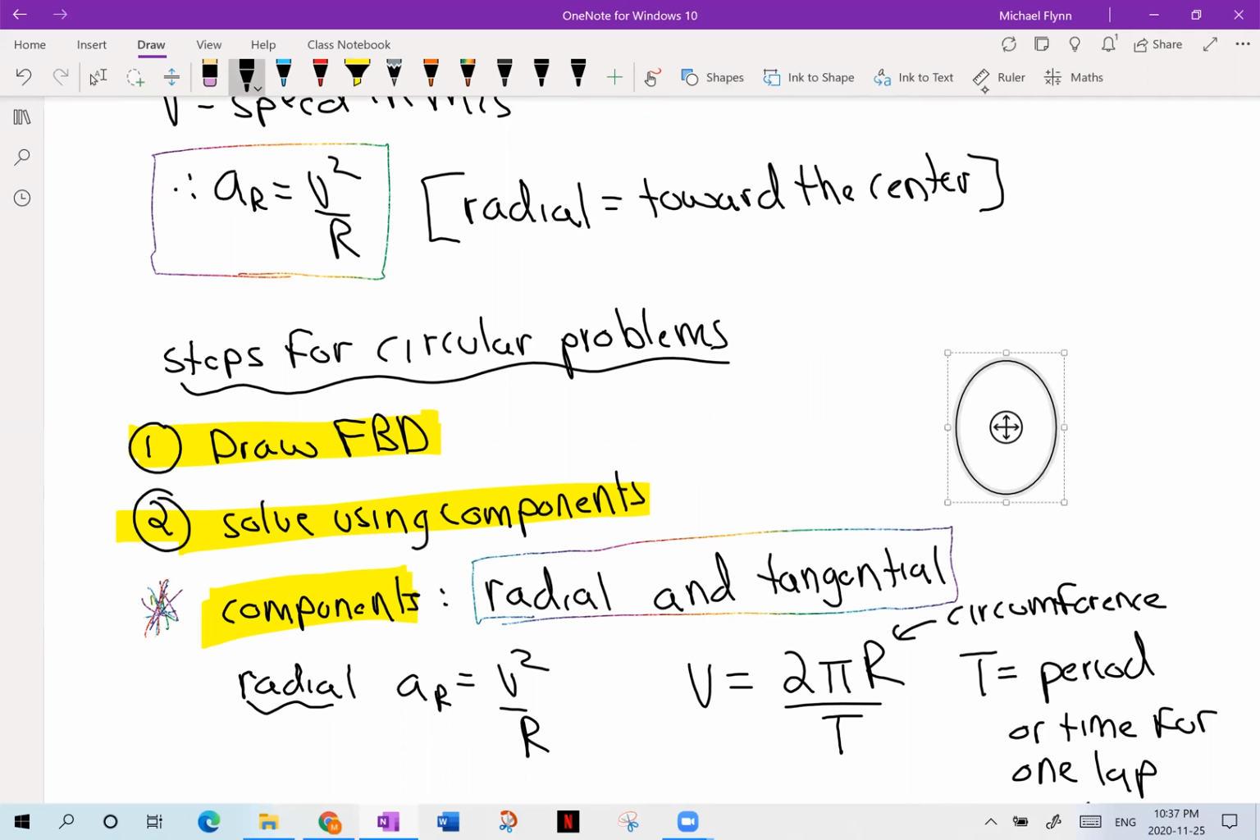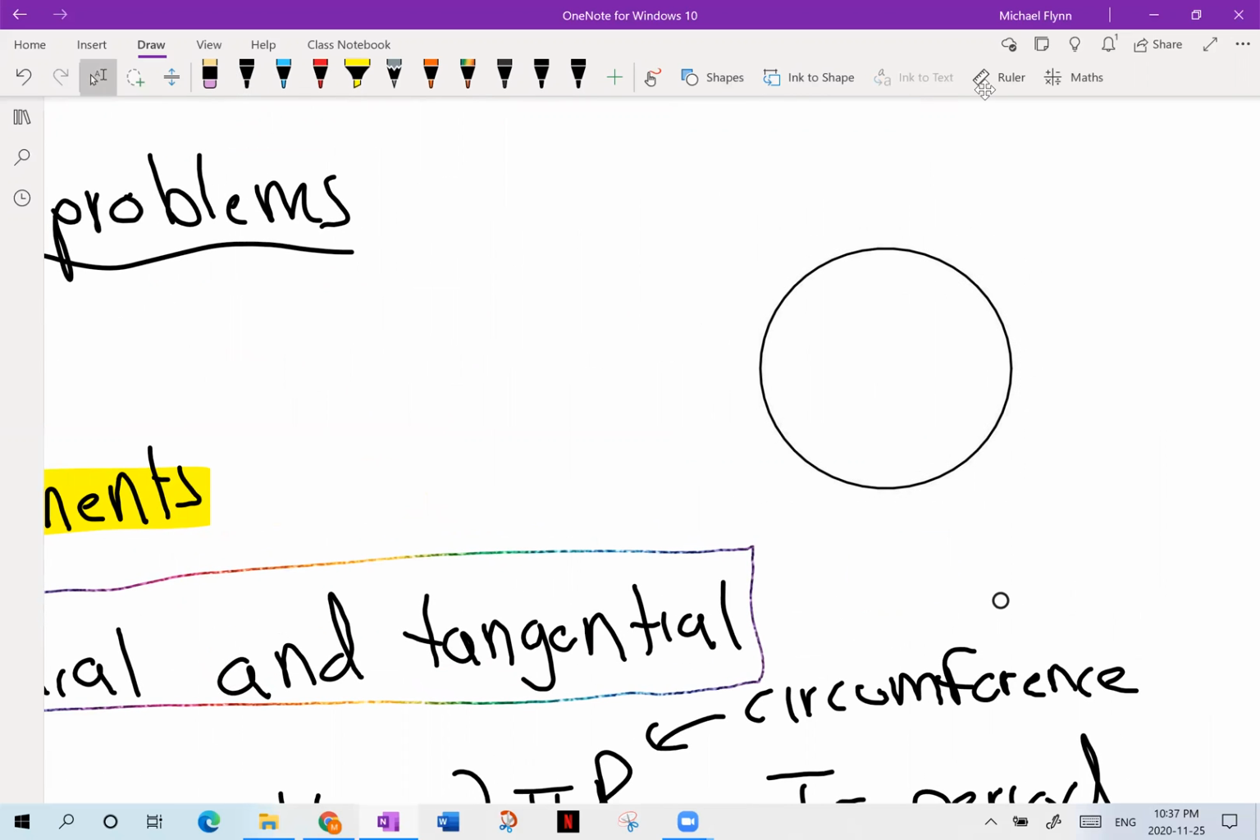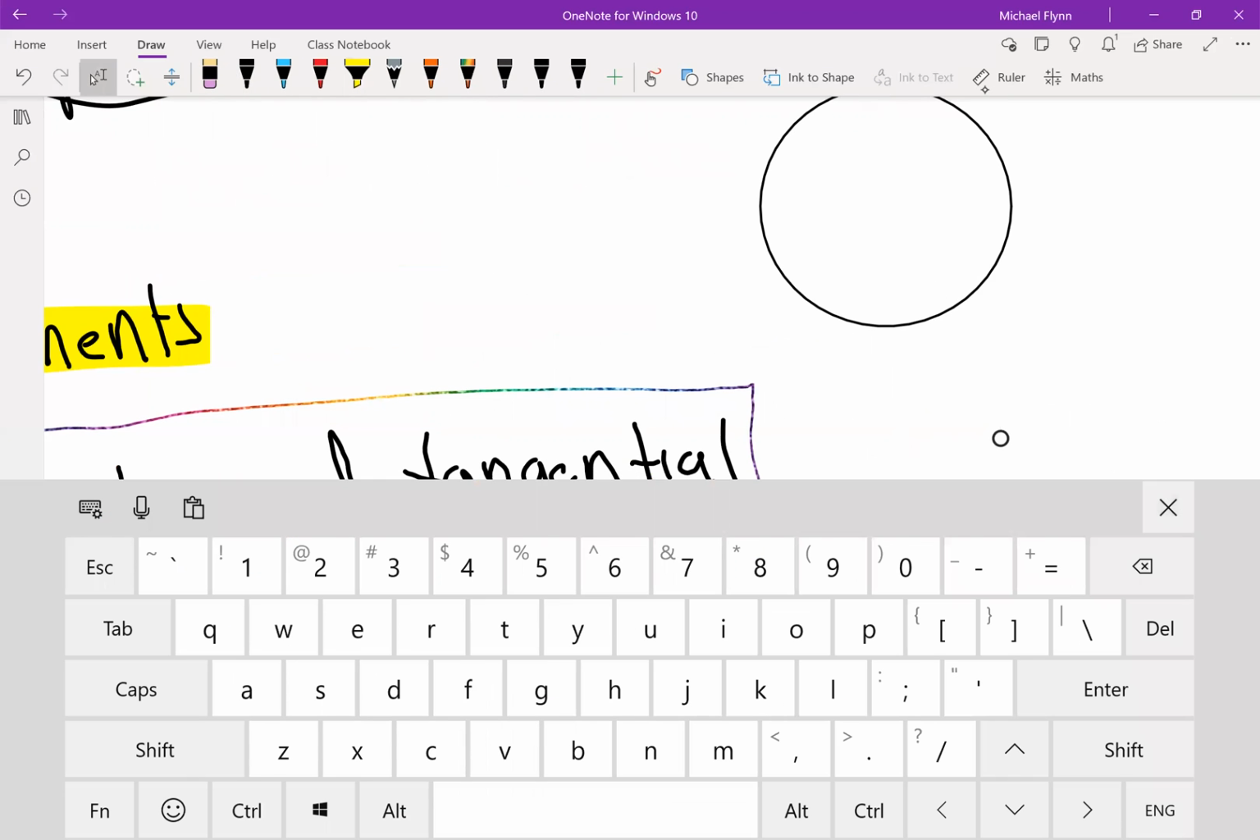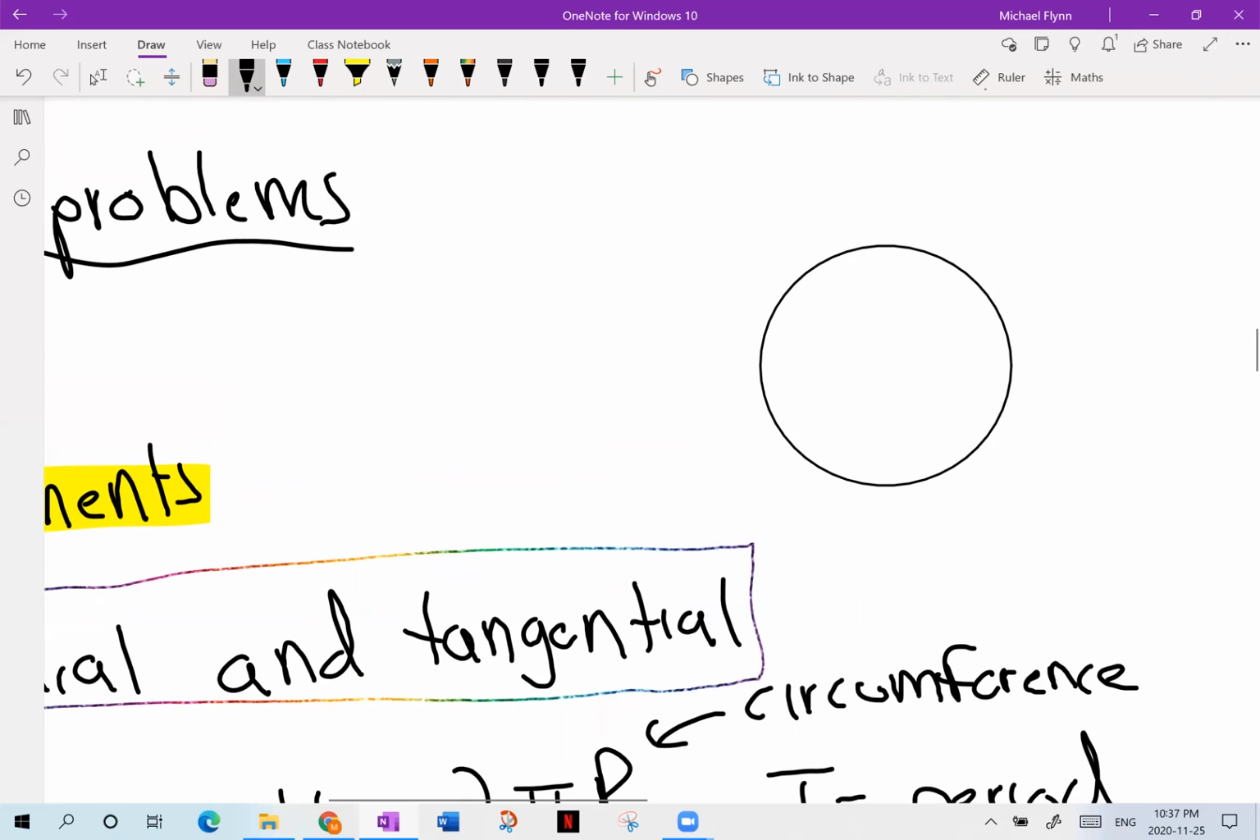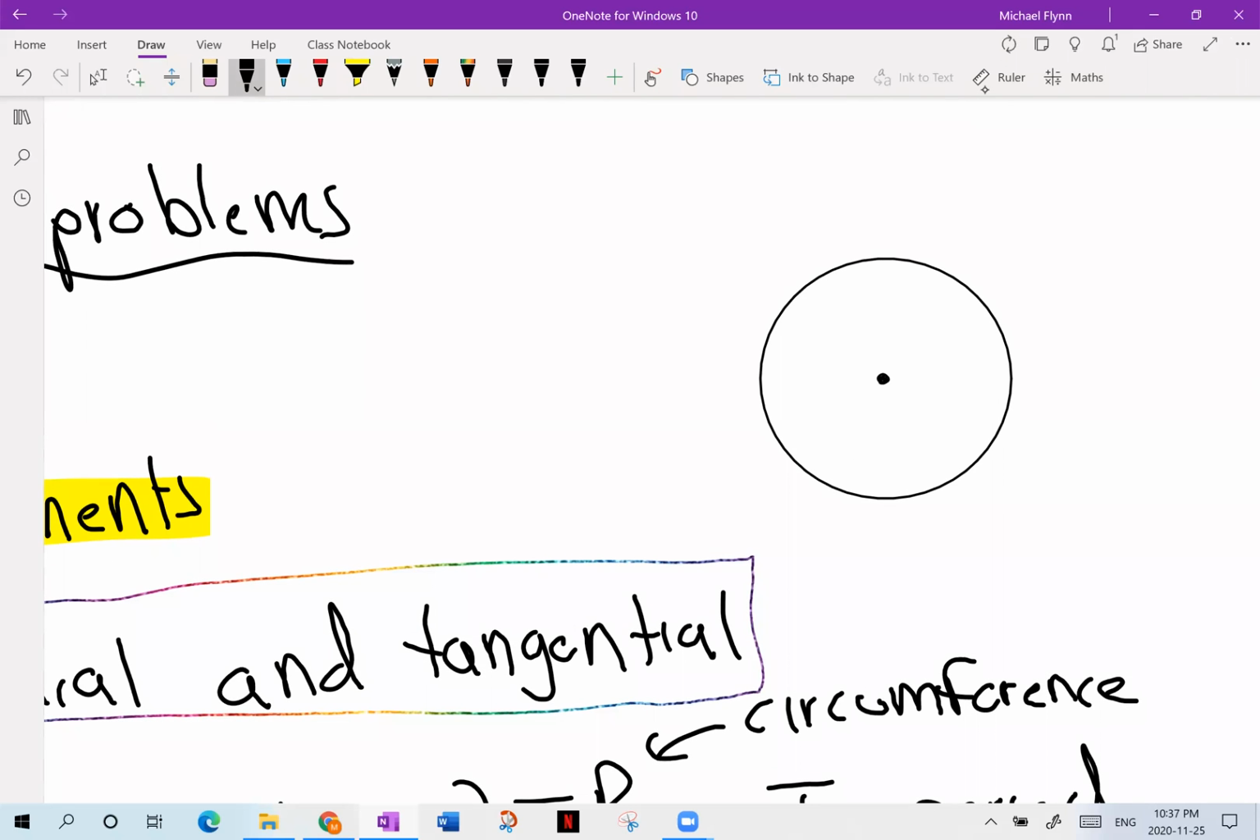Yay, look at that. There's a circle. Whoop, that's not a circle. It's terrible. There, that's a good circle. Okay, so here's the deal. On my keyboard. All right, here's the center of this circle here.